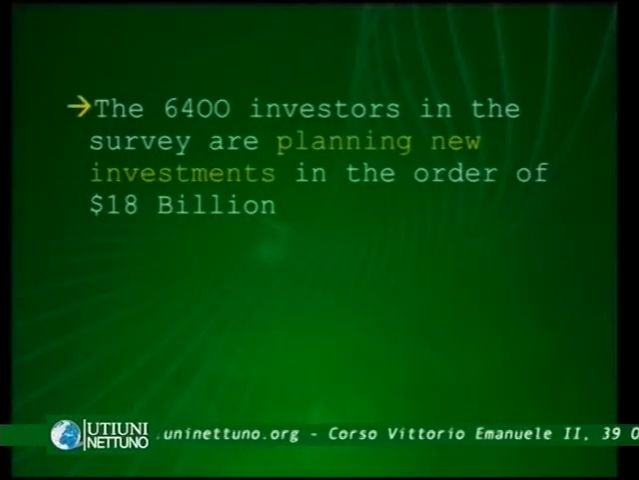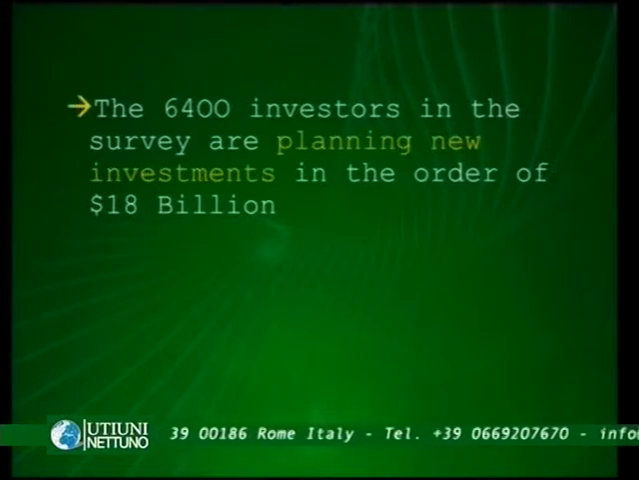Actually, from the survey database of 6,400 companies, the total new investment that companies are planning to make is in the order of $18 billion. That's $18 billion of new investment that's ready to be made by the companies that we've surveyed, and the IPAs only need to provide services to overcome issues that may prevent those companies from making those investments.